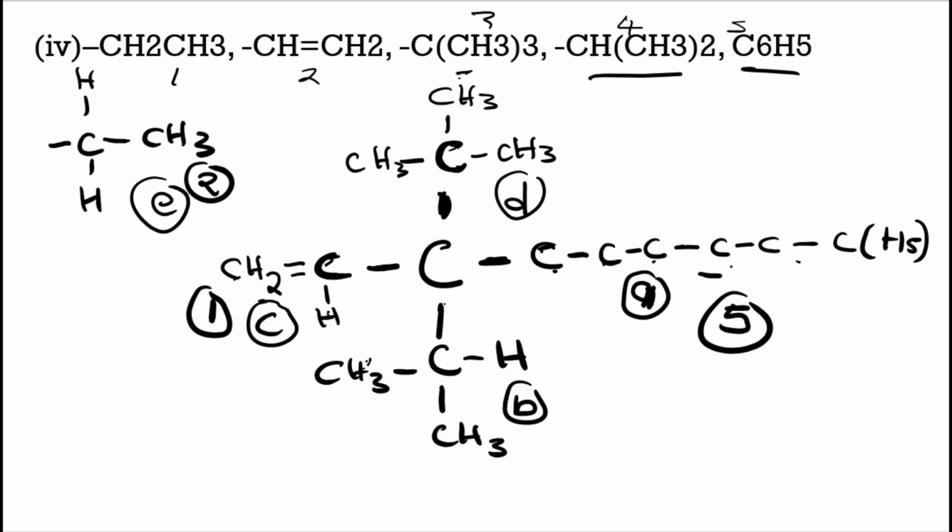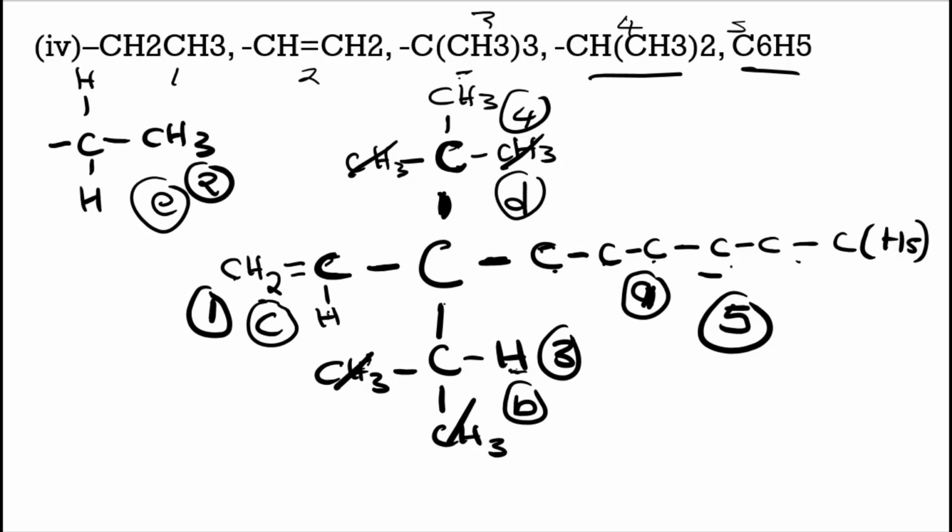Now let's compare these two. This carbon here is attached to this. This is also attached to this, so they can cancel. This is attached to this. This is also attached to this. This is attached to a hydrogen here, but this one is attached to a carbon here. So meaning that this one is higher than this. So this will be number 3, and then this will be number 4.